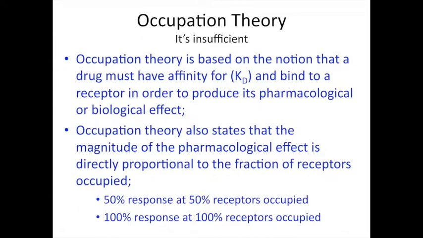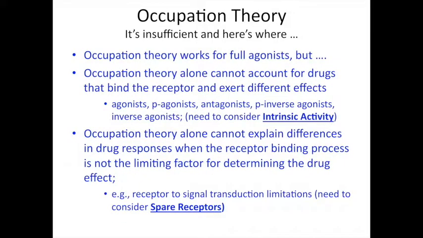So occupation theory is based on this affinity. According to occupation theory, we're going to get a 50% response when 50% of the receptors are occupied, and a 100% response when you occupy all the receptors. But there's a problem, and I said this before. It won't differentiate between an agonist and an antagonist because they both bind to the receptor, and occupation theory says they're not different. If the KD is 10 nanomolar for both an agonist and an antagonist, simply looking at affinity won't tell you how they're different. They could both have a KD of 10 nanomolar, or micromolar, whatever it would be.